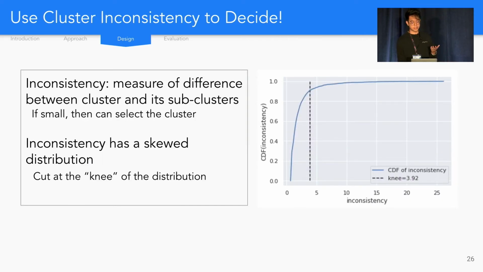It turns out there is a way to automatically determine where to cut the dendrogram. The distribution of how similar a cluster is to its subcluster is skewed, and we can cut the dendrogram at the knee of this skewed curve.